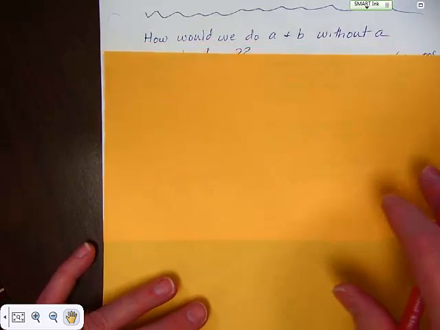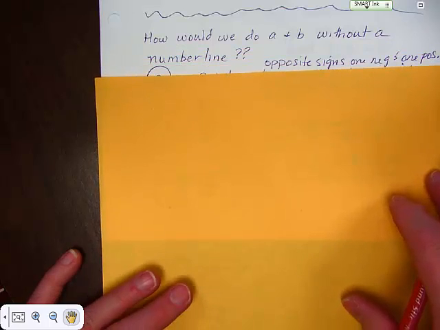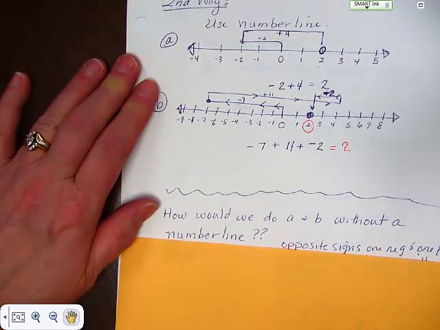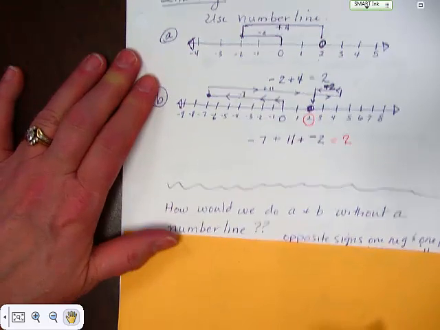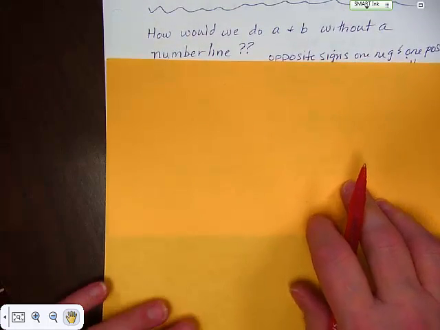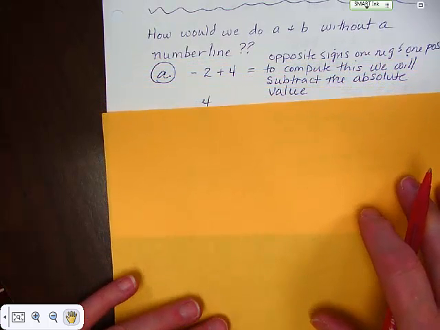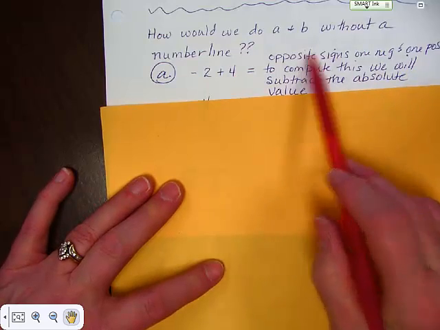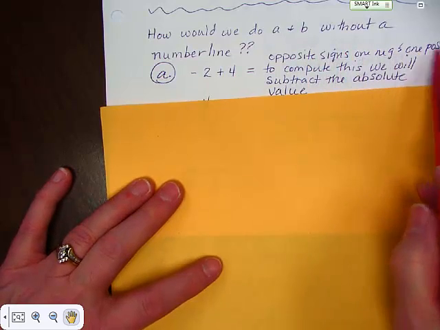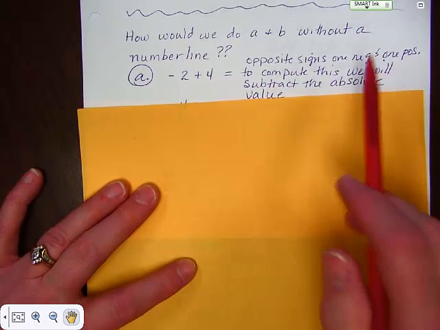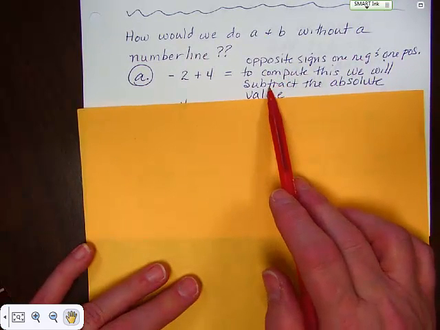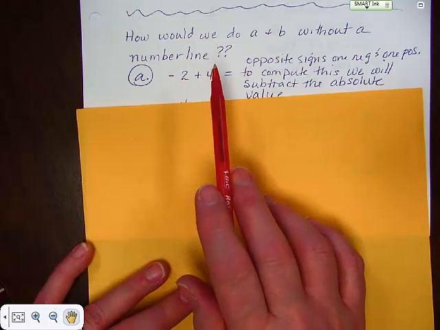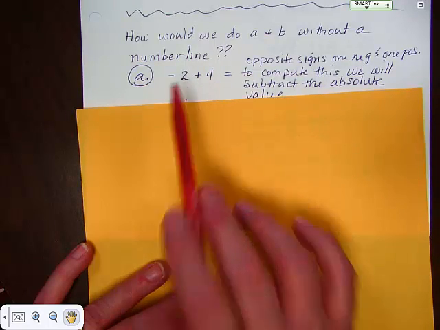How would we do these two above here without a number line? Well, I think I kind of explained that, but we're going to just talk a little bit about it. So we have negative 2 plus 4. They are opposite signs, one negative, one's positive. To compute this, we are actually going to subtract their absolute value. So the absolute value of negative 2 is 2. The absolute value of 4 is 4. 4 minus 2 is 2.